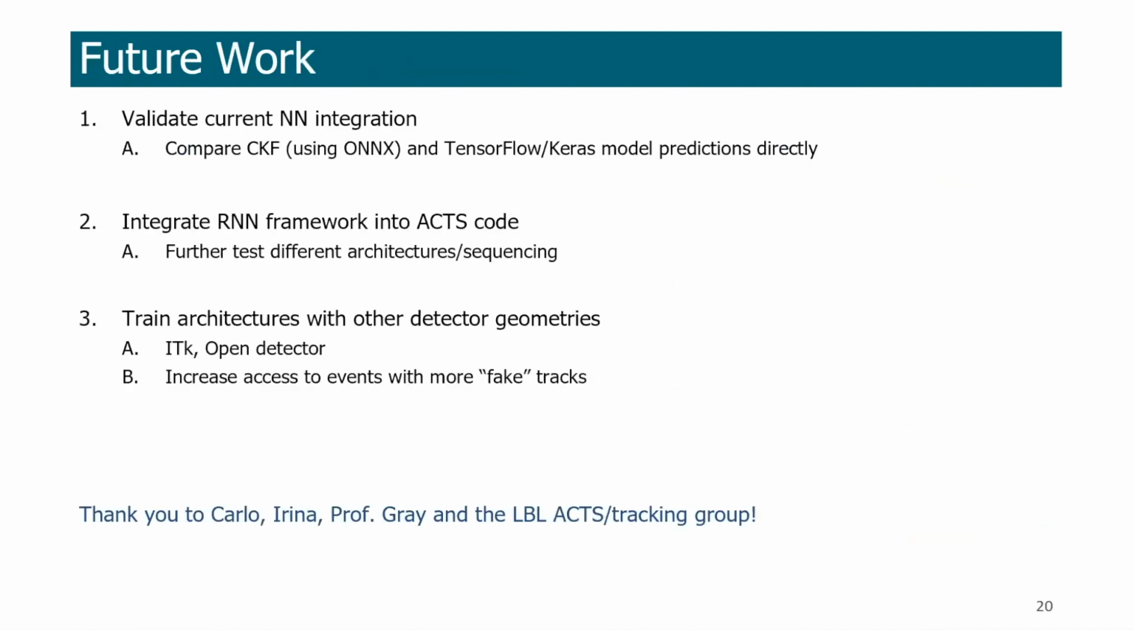So for the future, I think this implementation can be further verified by comparing the predictions made in CKF using the neural network to those made by TensorFlow and Keras directly. And another potential project could include integrating the RNN framework into ACTS by expanding the current configuration for a network with more than one input and output node. And to increase access to more fakes, the architectures that have been presented can also be trained and adapted to data sets generated for other detector geometries, including ITk and Open Detector.